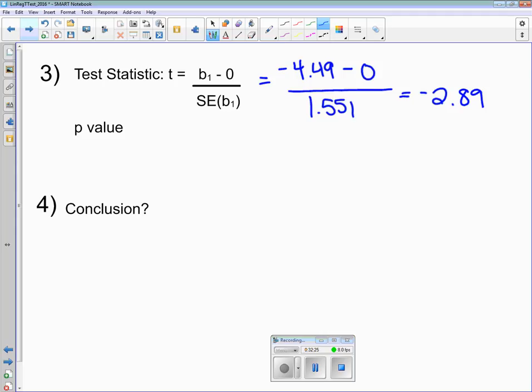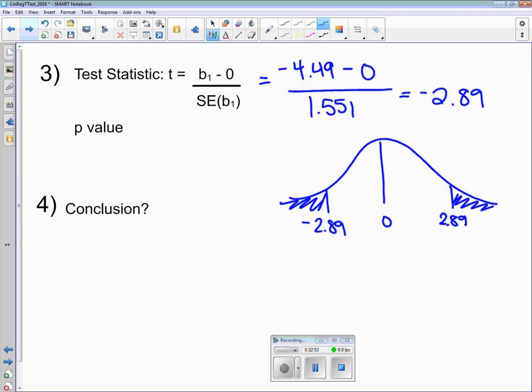So how do I use that to come up with a p-value? We'll draw it. Let's start there. Remember, the 0 goes in the middle. Negative 2.89 is here. What did my alternative hypothesis say to do? Two-tailed, which means I'm going to put a positive 2.89 over here, and I'm going to look at both tails. Would you agree? Okay, both.